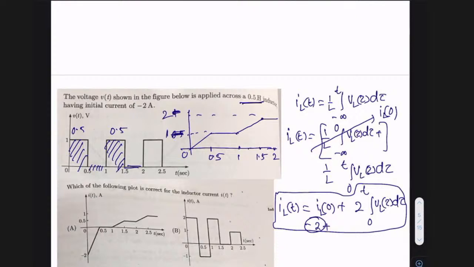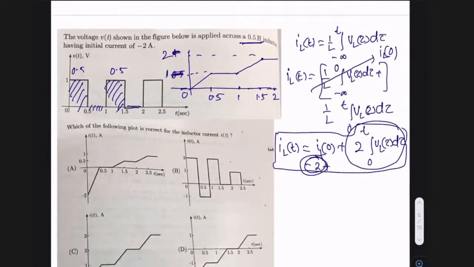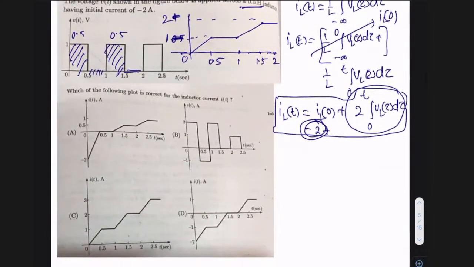So this is the overall waveform, basically this particular term. In this, you have to add this -2. If you're adding -2, what it means is the overall waveform will be pulled down by 2, right? Like what you used to do in the clamper circuits in analog circuits, it used to introduce some DC. Similarly, in this case, the overall waveform will be pulled down by 2.